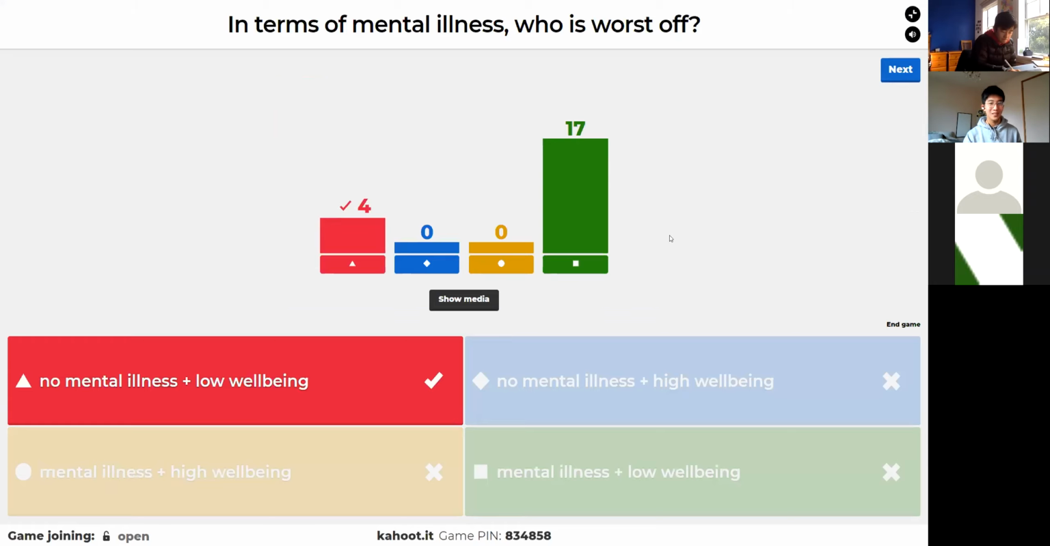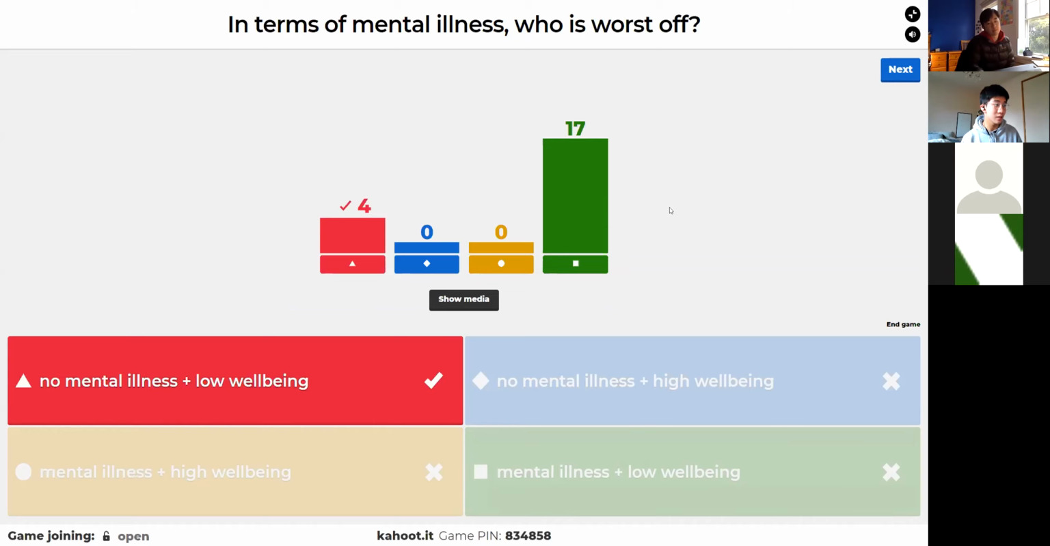So, this is a bit of a weird question. The reason why we say that people with no mental illness and low well-being are worst off is because if you don't have a mental illness, then you probably won't show any symptoms, right? And if you don't show any symptoms, that means that you're going to be kind of overlooked, which is a bad thing. You don't want to overlook anyone.